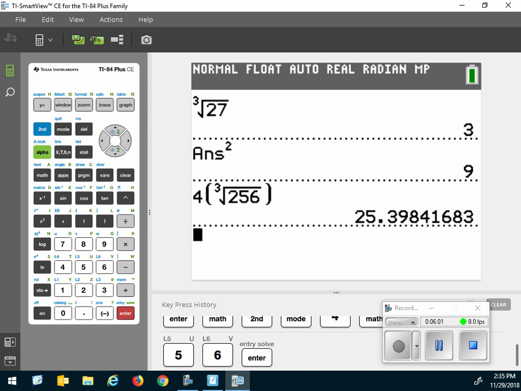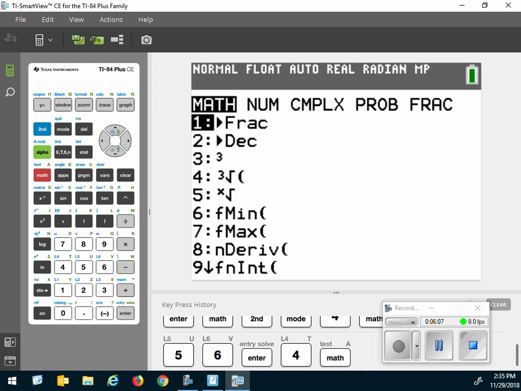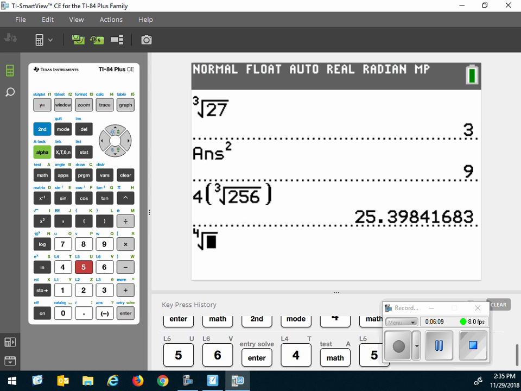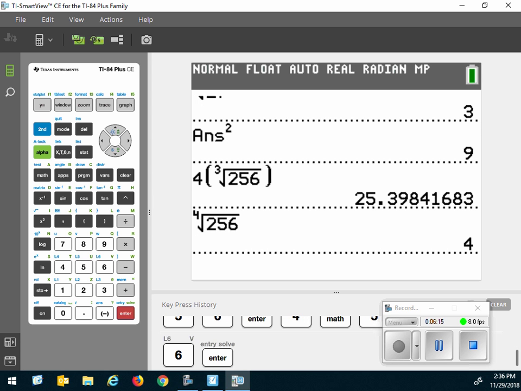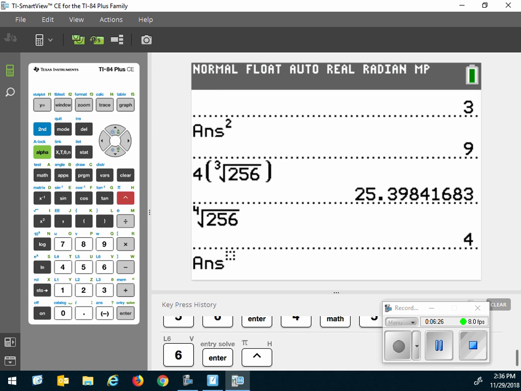What did I do? Well, snap, that's not what I meant to do. 4, math, option 5. What did I do? Oh, thank you. I did it right that time. And then, no, I don't cube it. What do I, oh yeah, I cube it. It's been a long day. Now, there you go. I used the caret thing to the third power.